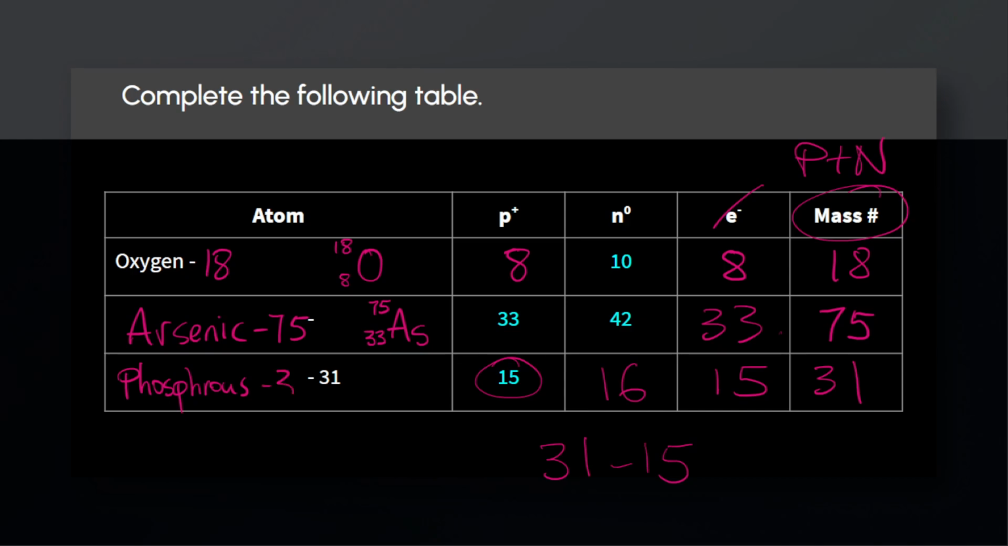Phosphorus 31. And then it's going to be P 31 with 15 on the bottom. This is how we do these types of questions. Okay, so I might give you practice problems like this, and this is how you fill in the table.